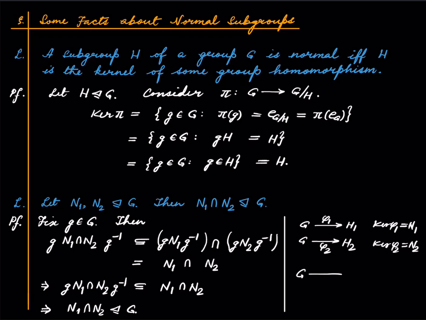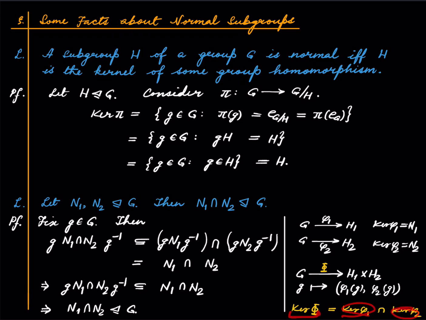And now just consider this map, little g going to (phi1(g), phi2(g)), and verify that this is also a group homomorphism. So once you verify capital Phi is a group homomorphism, verify that the kernel of capital Phi is equal to the intersection of the kernels of phi1 and phi2. Both of these checks are trivial, so I won't be doing it. And therefore, the kernel of capital Phi is nothing but N1 intersection N2. And therefore, N1 intersection N2 appears as the kernel of some group homomorphism, and hence by the previous lemma is a normal subgroup. All right.